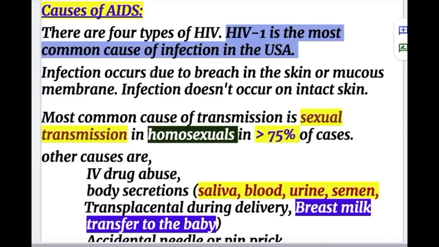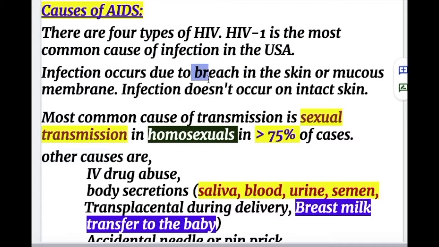HIV-1 is the most common cause of infection in the USA. Infection occurs due to breach in the skin or mucous membrane. Infection does not occur on intact skin. The most common cause of transmission is sexual transmission in homosexuals, and it occurs in more than 75% of cases.